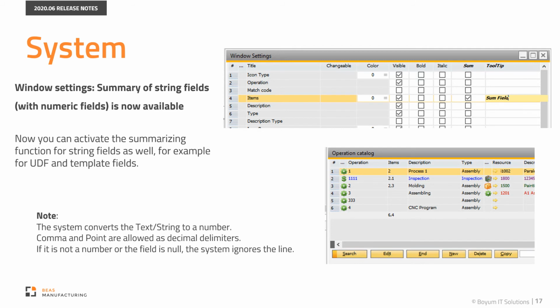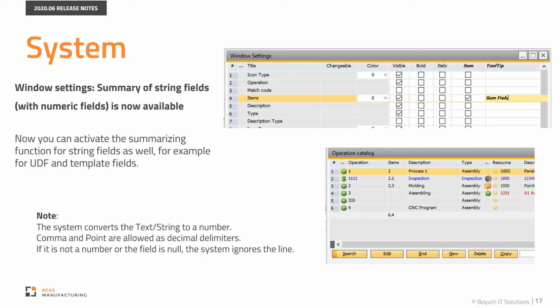In the Windows settings, you can activate the summarizing function. Now it is possible to activate the summarizing function for string fields as well, for example for UDF and template fields. In this example, in the operation catalog, the UDF field 1 was defined with the name items. UDF fields are always string type. After this setting, now you can see the sum of all rows in UDF column items.